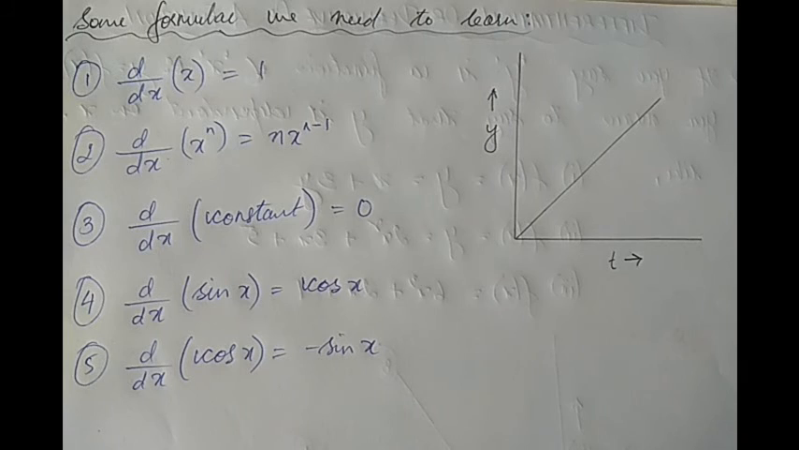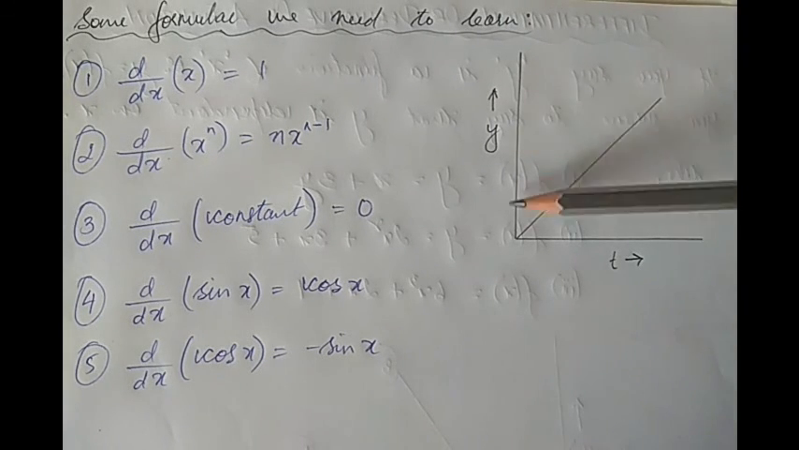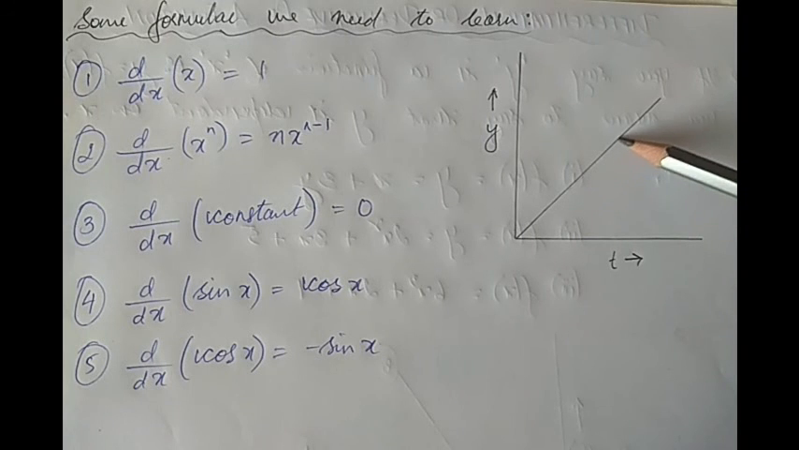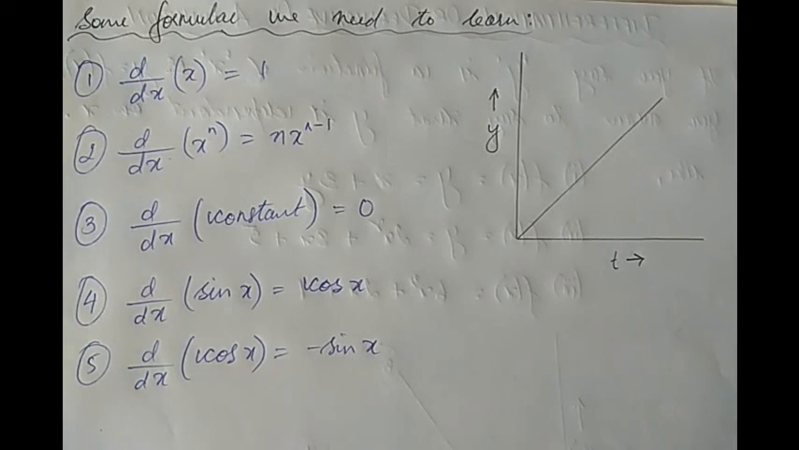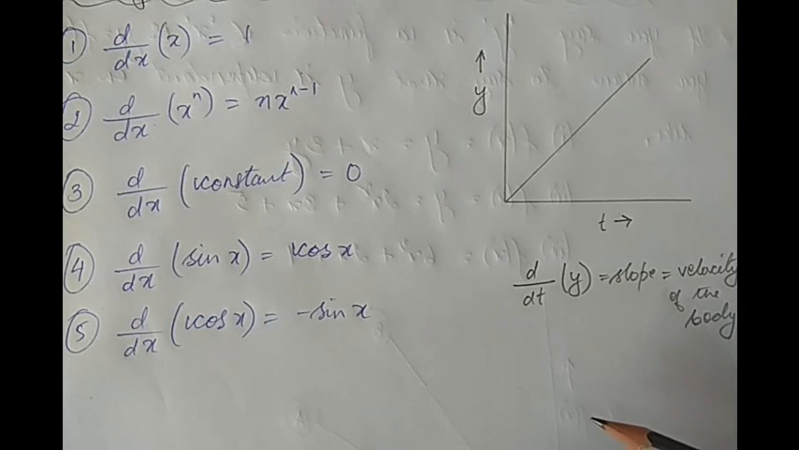One last thing I want to tell you: if we are plotting displacement denoted by y along the y-axis and we are plotting time along the x-axis, then this straight line is giving us the motion of a body. So the slope of this straight line, or for that matter, the velocity of the body, is the derivative of the displacement, because displacement here is a function of time. So d/dt of y will give us the slope or the velocity of the body here.